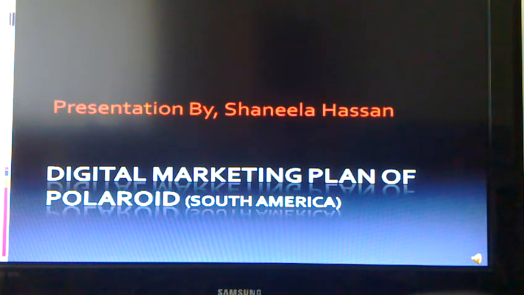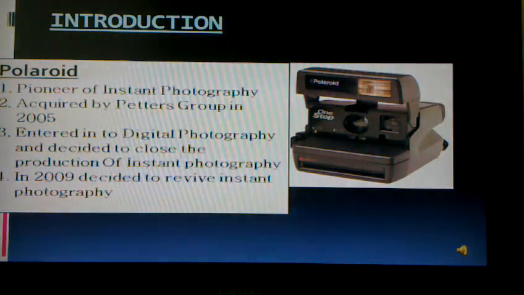My today's presentation is about the launch of the digital marketing plan of Polaroid in the South American market. Polaroid is a pioneer brand in instant photography. The company started its business in 1984 and has been a market leader in the instant photography business. The company had a huge customer market who admired its traditional instant photography cameras and films.